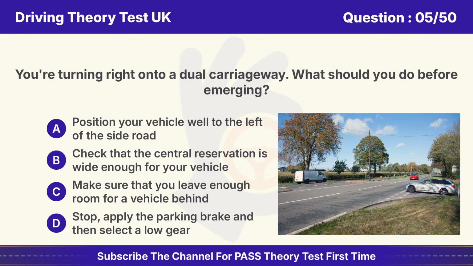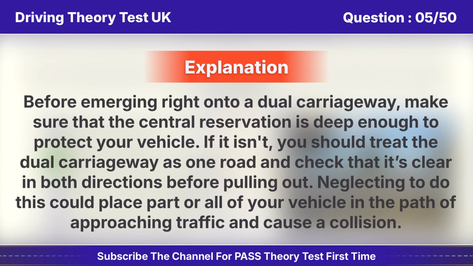Question 5. You're turning right onto a dual carriageway. What should you do before emerging? Answer is B. Check that the central reservation is wide enough for your vehicle. Before emerging right onto a dual carriageway, make sure that the central reservation is deep enough to protect your vehicle. If it isn't, you should treat the dual carriageway as one road and check that it's clear in both directions before pulling out. Neglecting to do this could place part or all of your vehicle in the path of approaching traffic and cause a collision.